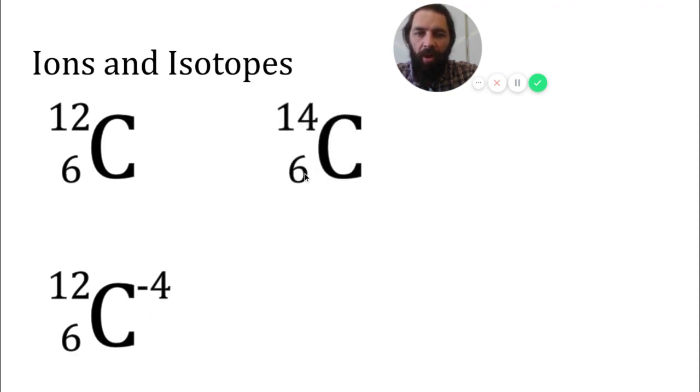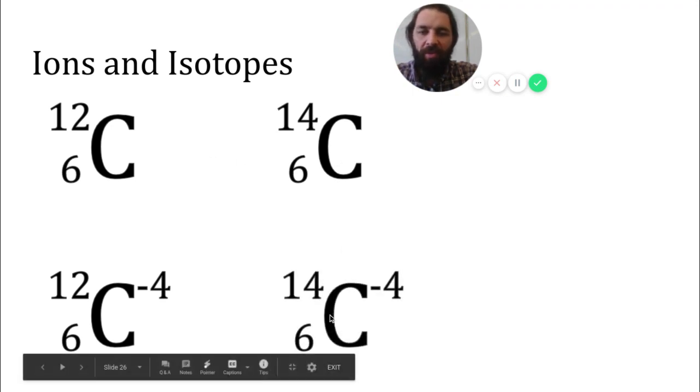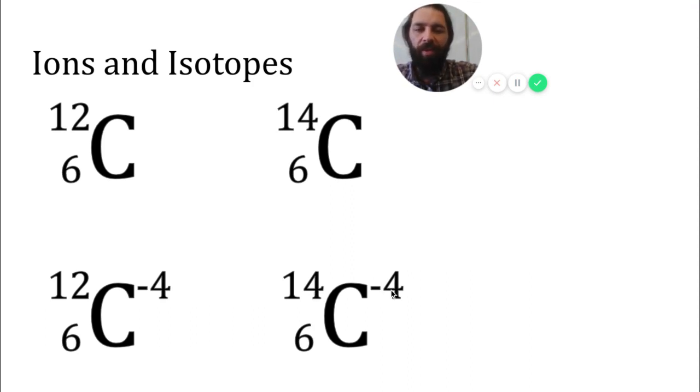So this is still carbon, still has 6 protons, but now it has a different mass number. Charge is still 0, right? So that's just a different isotope of carbon. This is also a different isotope of carbon, but it's also an ion, an anion, right? So same protons, different number of neutrons, so different mass number, different number of electrons, so it's an ion, so different charge, right? So we've changed the top left number, the mass number. We've changed the top right number, the charge.